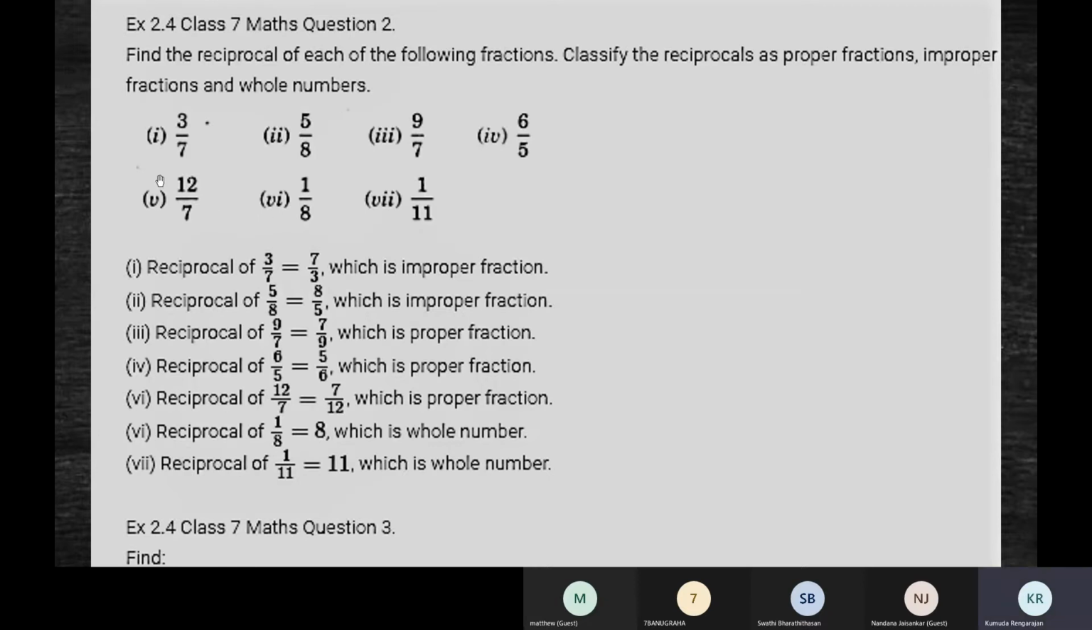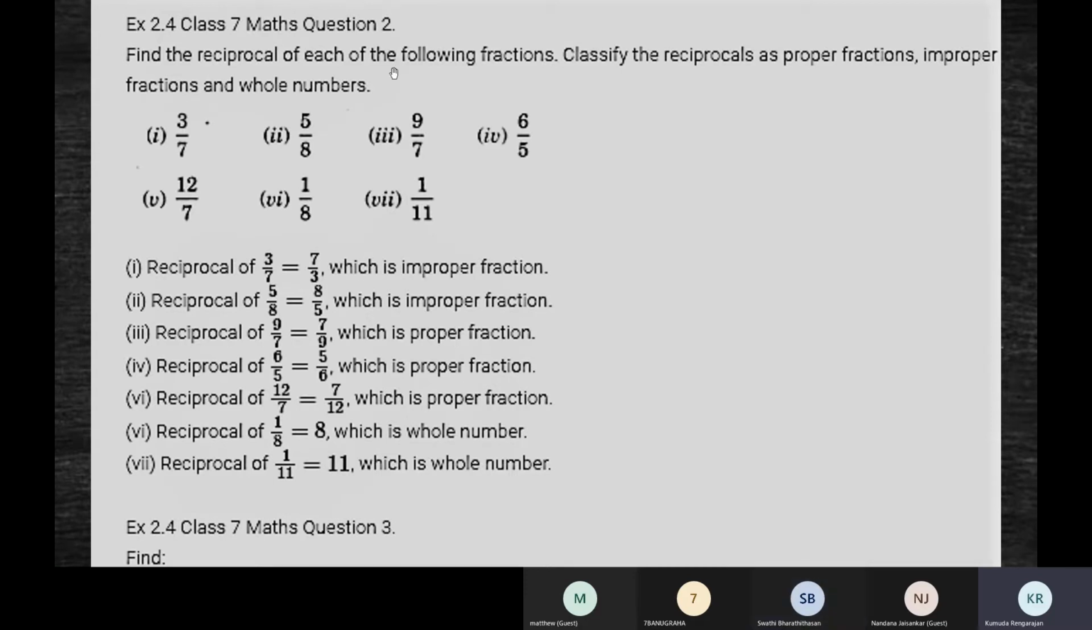All right. Let's do the first one, 3 by 7. First, we need to write the reciprocal. The reciprocal of 3 by 7 is 7 by 3. Then what should you answer? You must classify whether the reciprocal you got is a proper fraction, an improper fraction, or a whole number. Now look at 7 by 3. What kind of a fraction is it? Ma'am, an improper fraction.